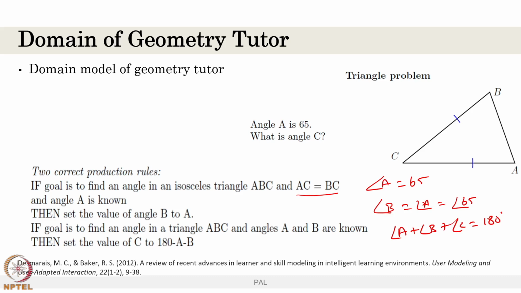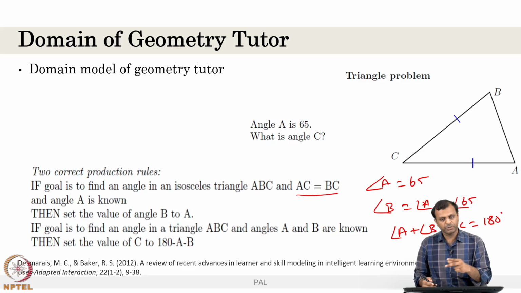So these are the rules. We need to come up with two rules. The rules are simple. First, make sure the triangle is isosceles and the two sides are equal. If one of the side angles is known, the other side angle can be substituted. Second rule, in a triangle, if you know two angles, you should compute the other angle by subtracting the two angles from 180, the sum of the angles.